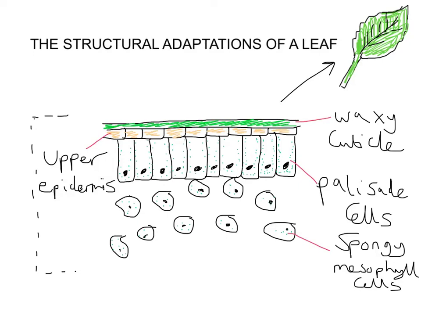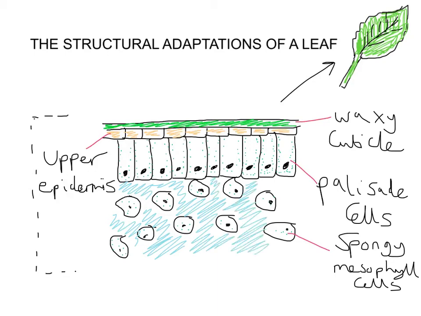Now these cells are irregular in shape, so clearly it's not the best drawing, but we can see that they're all different shapes, and there's lots of air spaces between them. So where I'm colouring in blue, these are air spaces, so gaps, if you like, between these spongy mesophyll cells.